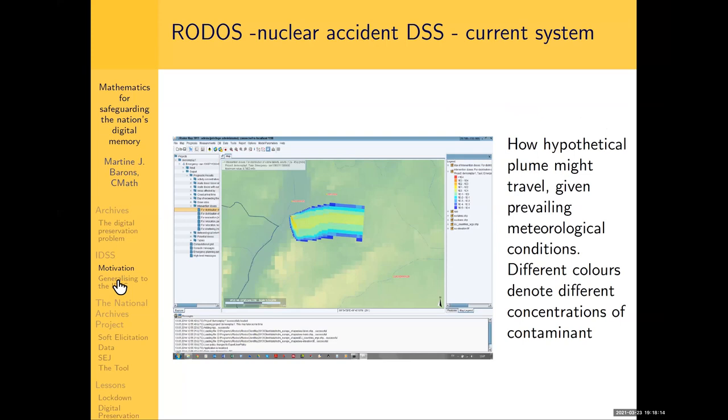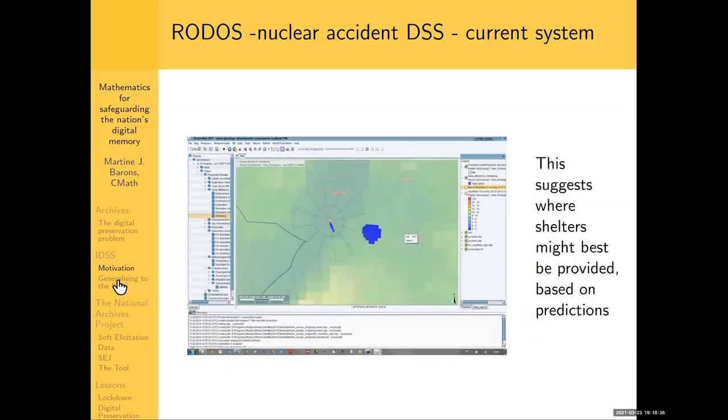This was also able to plot on a map where the plume was likely to go, and the different colours show different levels of contamination. You can see the point source, which is red, and then the yellow, which is fairly high, and then going to blue, which is very low. And then on this picture, you can see in red places where shelters might be put, which are well out of harm's way, shall we say.